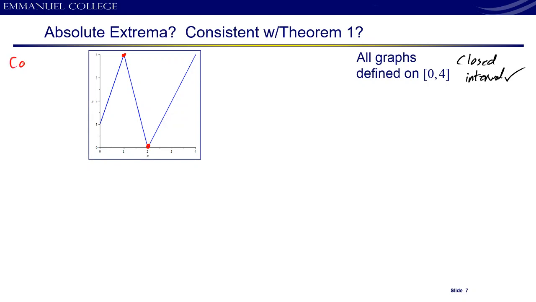and this is one thing to point out. This was continuous, but not differentiable. But that's okay. The theorem didn't say it had to be differentiable. It just said it had to be continuous. So with that, is it consistent with theorem 1? Yes.